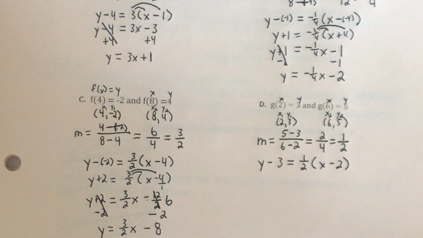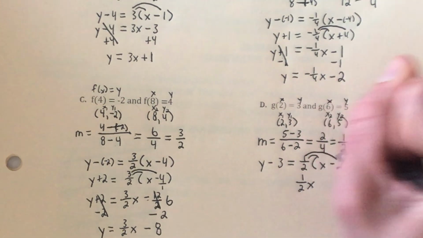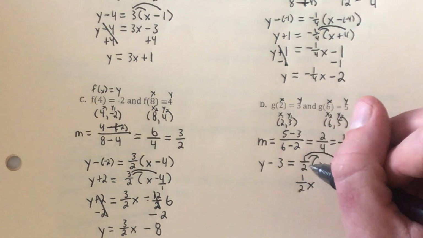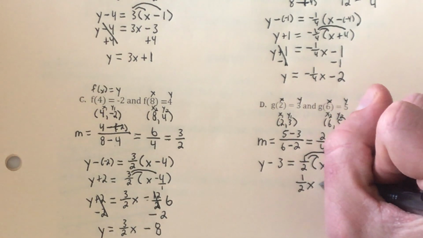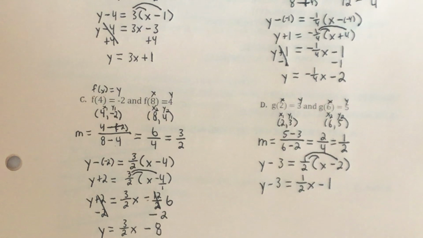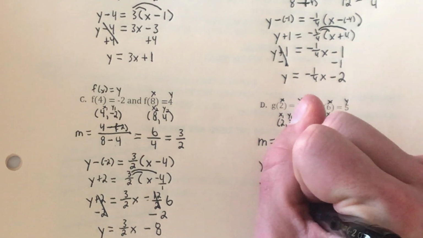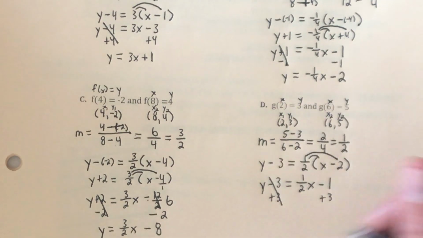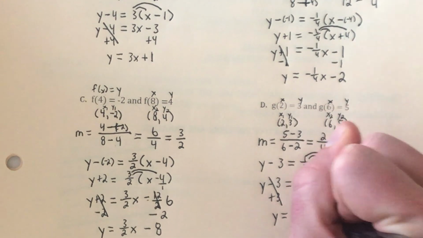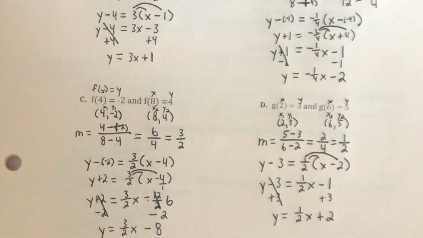So now to get it down to slope-intercept form, I need to clear the parentheses through distribution. So 1/2 times x is 1/2 x, and 1/2 times -2, right? That's the same as -2 divided by 2, which is just -1. And that's equal to y minus 3. Now next step, I need to get the y by itself. So I'm going to add 3 to both sides. Once I do that, I've got y equals 1/2 x, -1 plus 3 is +2. So y equals 1/2 x plus 2 is slope-intercept form.